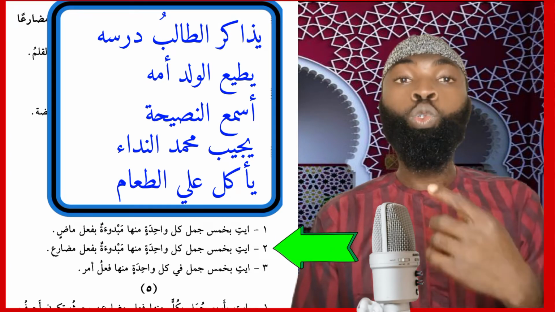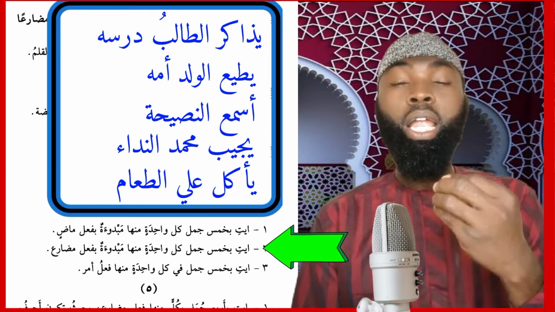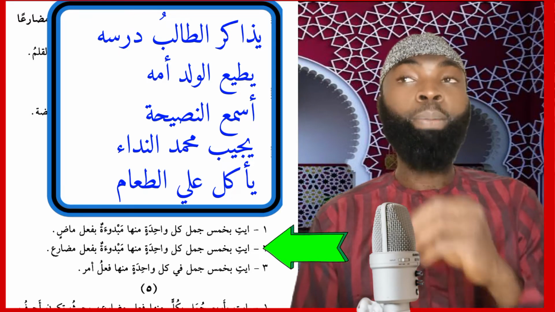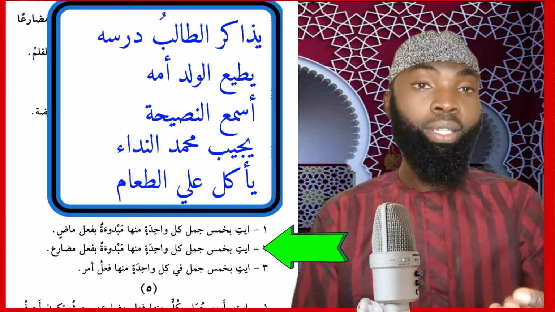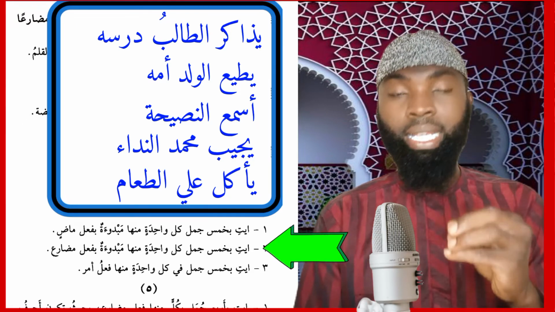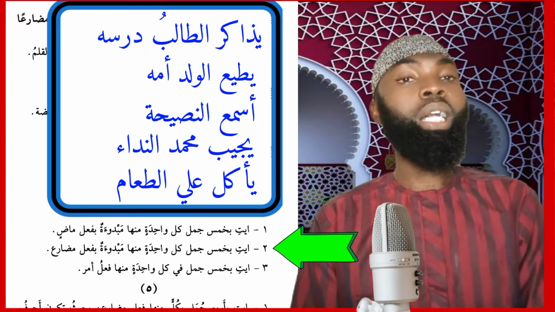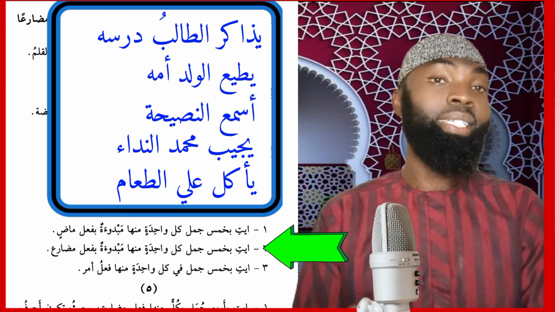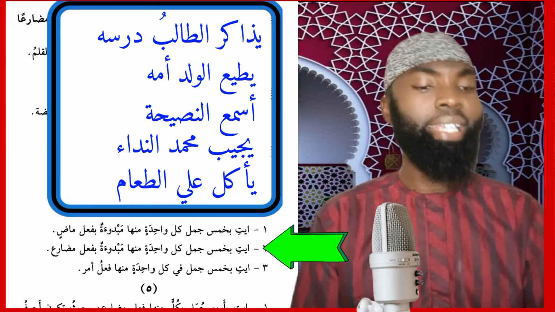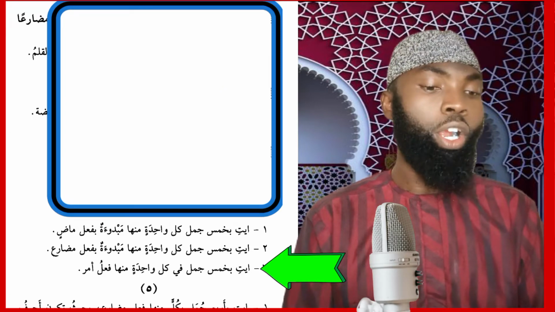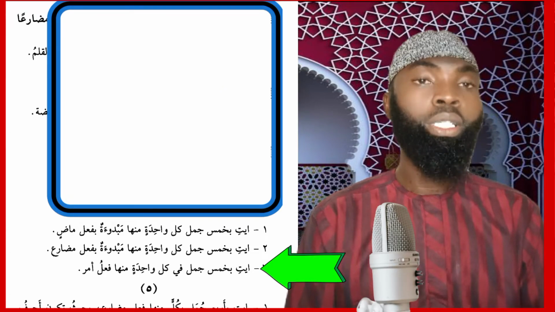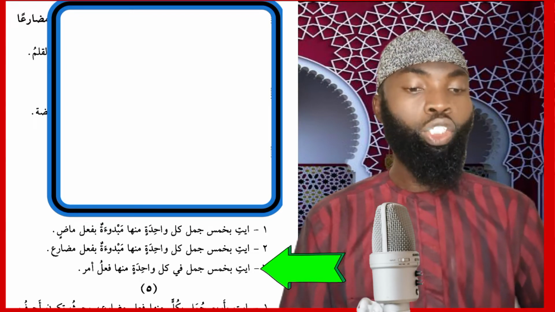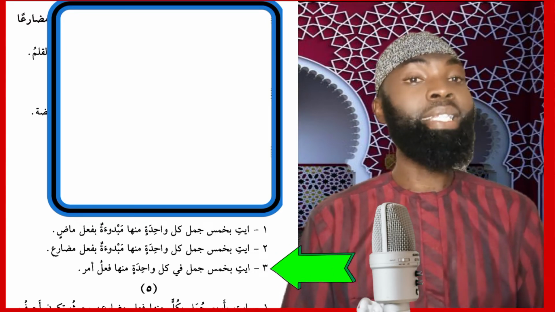Then we can say yujibu Muhammadun an-nida. Muhammad is responding to the call. And lastly, we say ya'kulu aliyun at-ta'ama. Ali is eating the food. Then the next instruction says iti bi khamsi jumalin fi kulli wahidatin minha fi'lun amrun. Form 5 sentences, each of them beginning with a command tense.